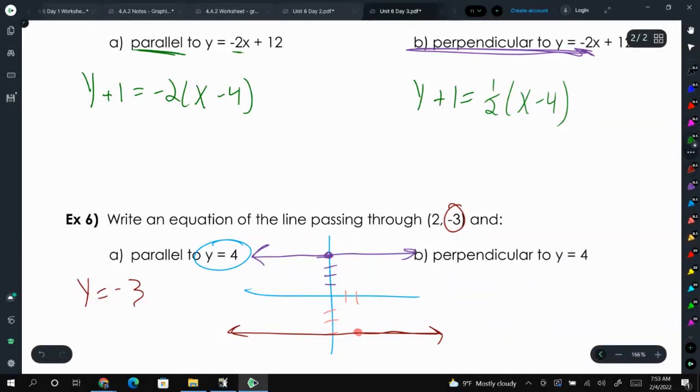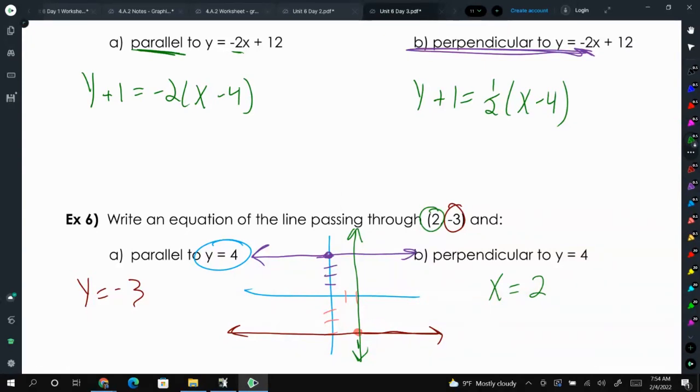Now, perpendicular to the line y equals 4, well, perpendicular, again, forms a 90-degree angle. So again, if here's my point, and I want to be perpendicular to this line, my purple line, it's got to come straight down and be a vertical line. Well, a vertical line has an equation x equals a number. Well, it's going to be x equals 2. That's the x coordinate of that point. So it can be a little bit tricky with these equations of lines that are parallel or perpendicular just to a horizontal or vertical line. That can get a little bit confusing, but with more practice, you'll get better at it.